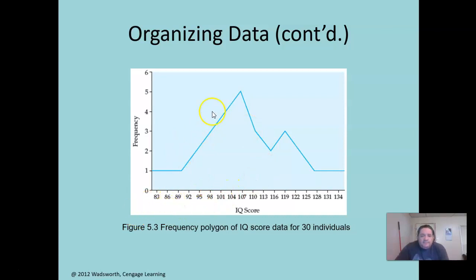Then we have a frequency polygon of IQ score data for 30 individuals. And again, we can see 83, 86, and this is again a frequency interval, basically, because of the same thing. And you can actually look it up as it goes up and down there.